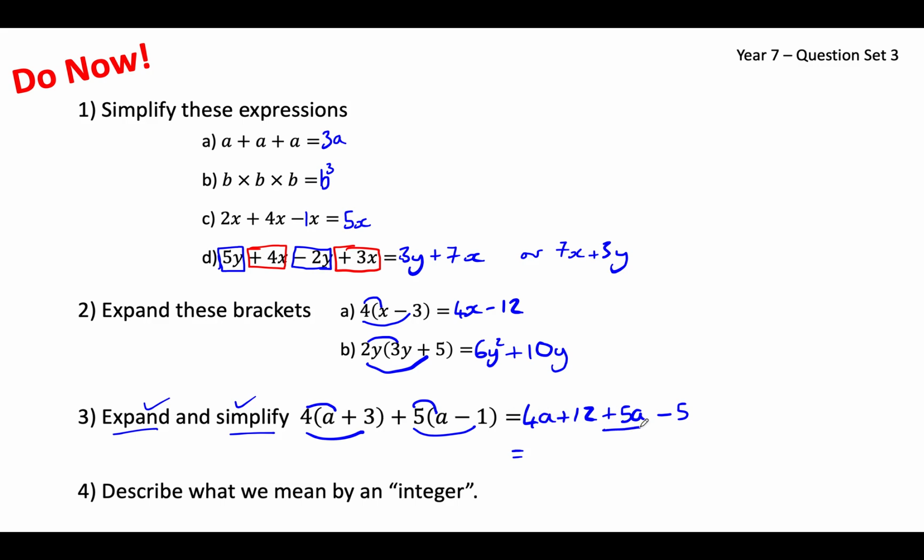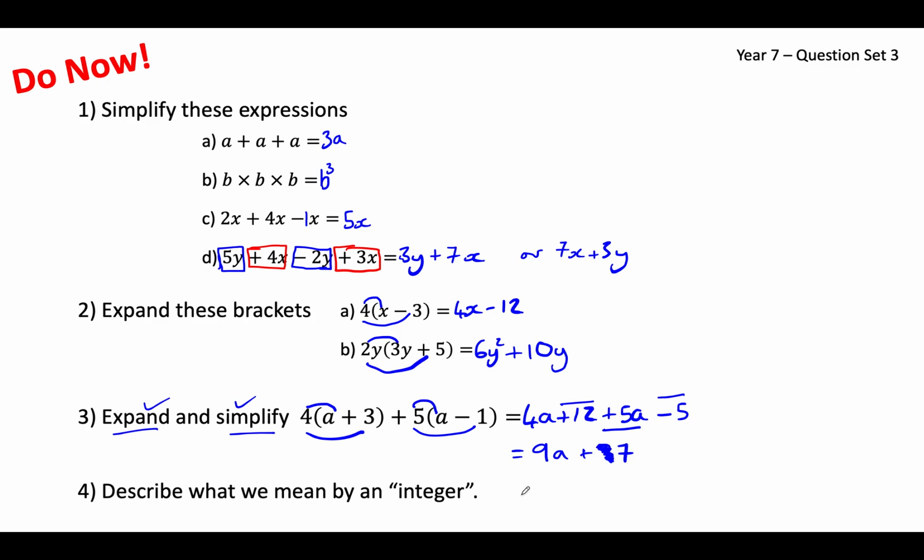Now you need to simplify, so we gather our a's together. 4a plus 5a makes 9a, and then 12, take away the 5, is 8. No, it's not 8. 7. Silly me. 9a plus 7, okay? Because 12, take away 5. It's not minus 7, because 12 is bigger, isn't it? 12, and then take away the 5 leaves 7, so positive 7.